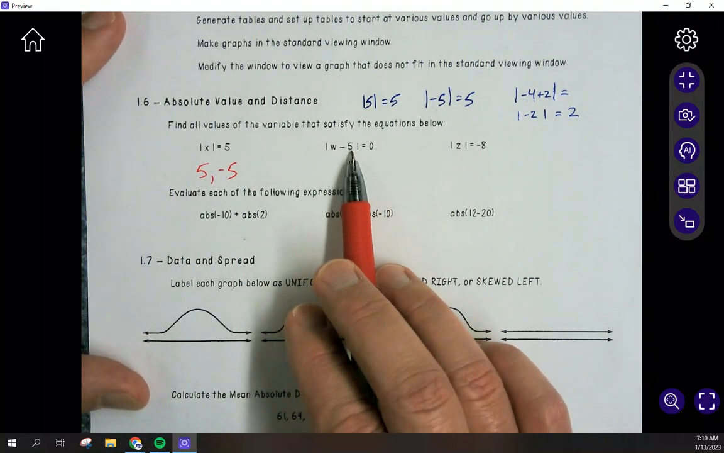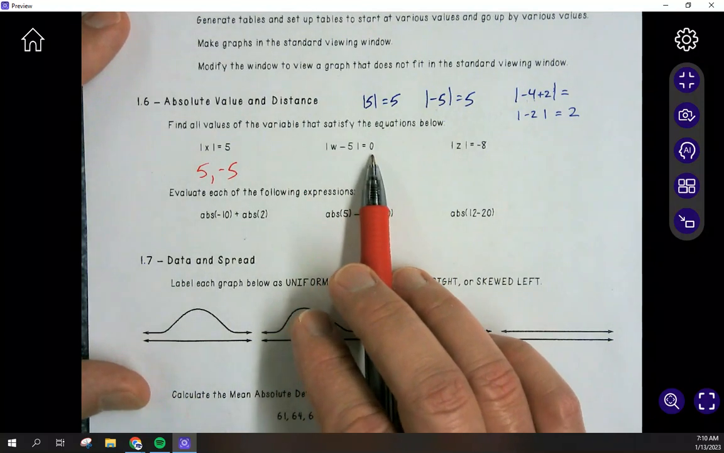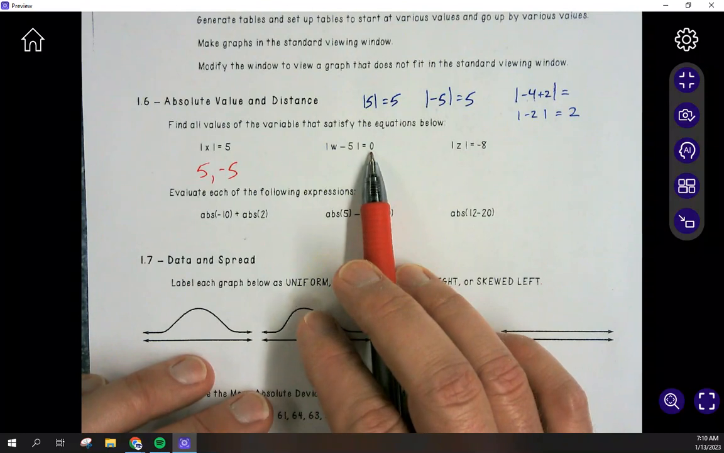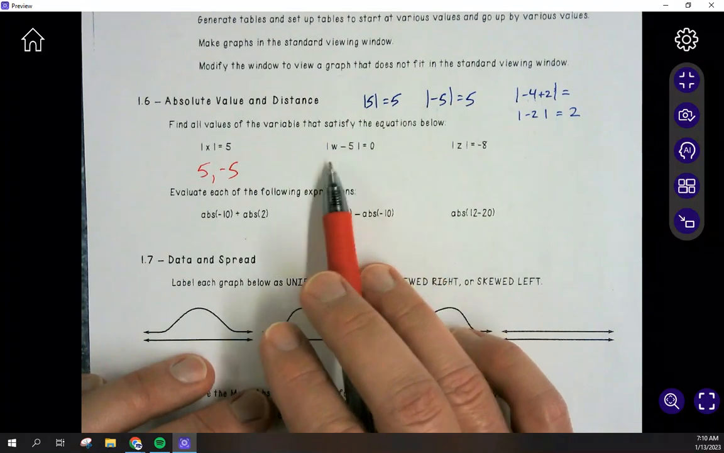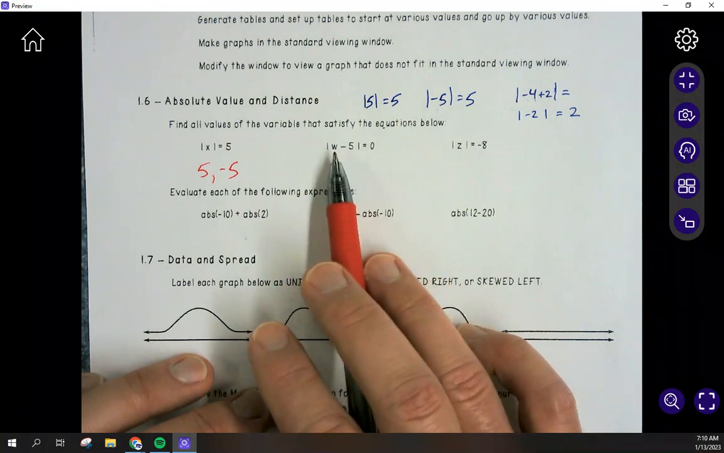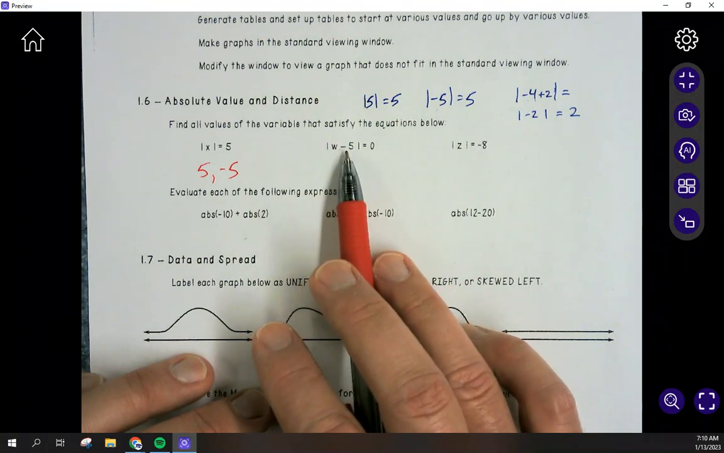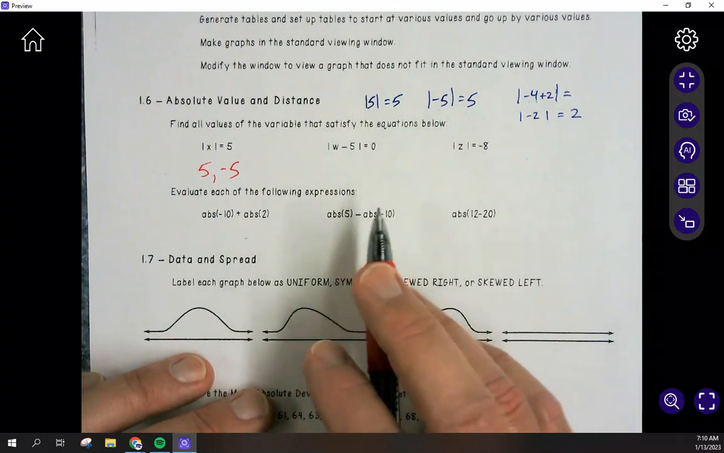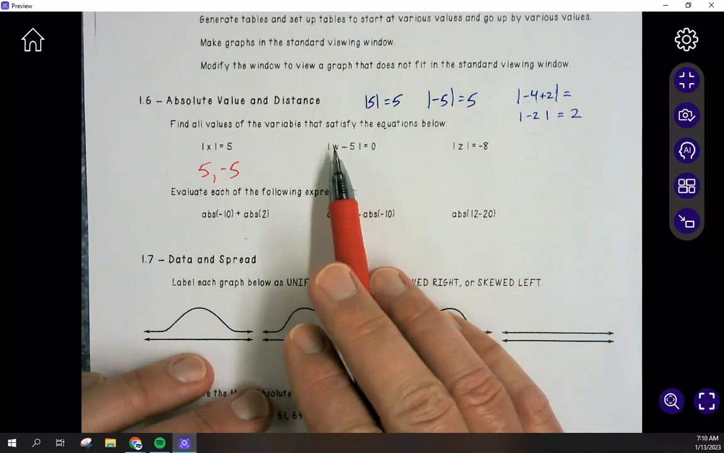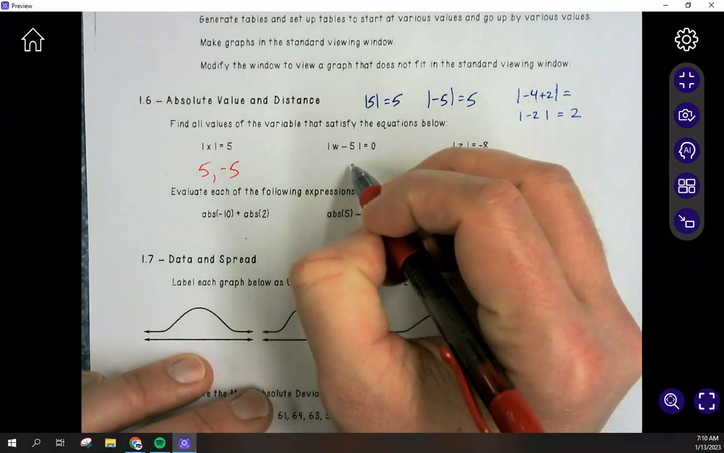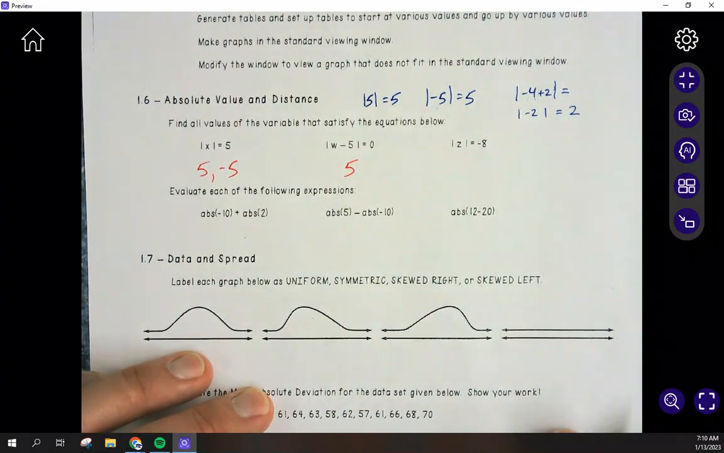Now, this one is not going to have two answers because we're looking at it equal to 0. Because 0 doesn't have a positivity or negativity attached to it, the only way to get 0 is to get 0 right on the dot. So the only way I can get a 0 here is if this was 5, because 5 minus 5 is 0. Absolute value of 0 is just 0. And that's the only way to get there. There's no other number I can plug in for W that when I minus 5, I get 0. So the only answer here is 5.